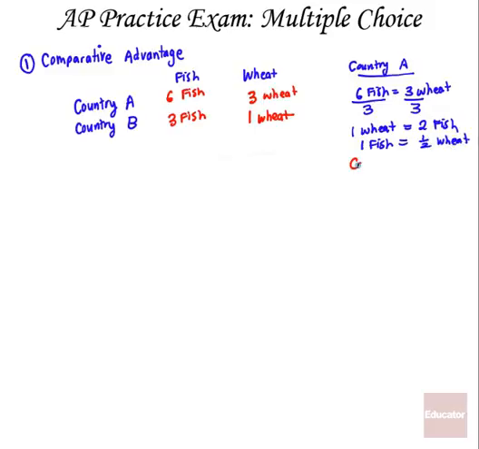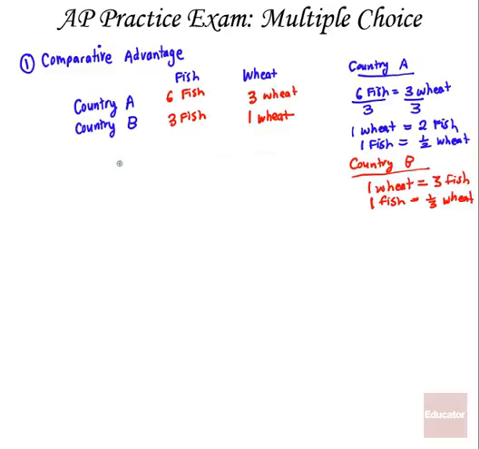Okay, now let's take a look at country B. 1 wheat equals 3 fish. Directly here, you don't have to do any math. 1 wheat equals 3 fish. And 1 fish equals 1/3 wheat. And then again, you have all these equalities. Put it into a table here.